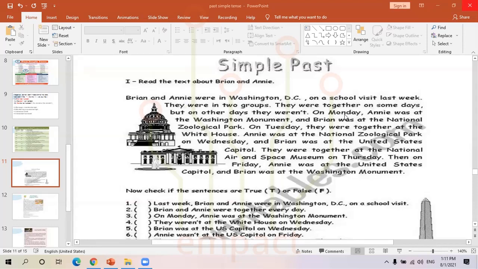On Monday Anna was at the Washington Monument. And Brian was at the National Zoological Park. At the National Zoological Park. Why? Okay. On Tuesday they were together at the White House. That's good. Thank you. Thank you so much.